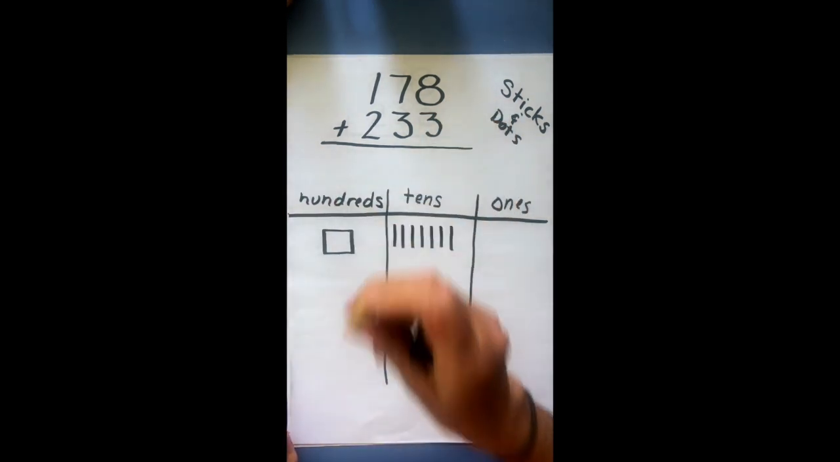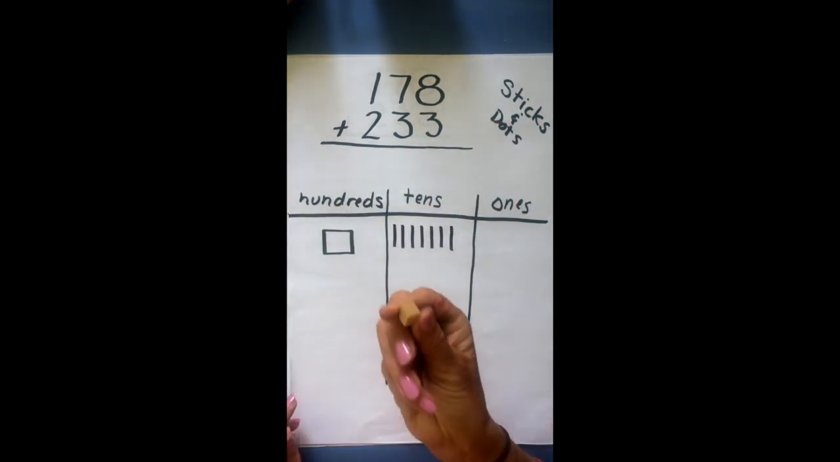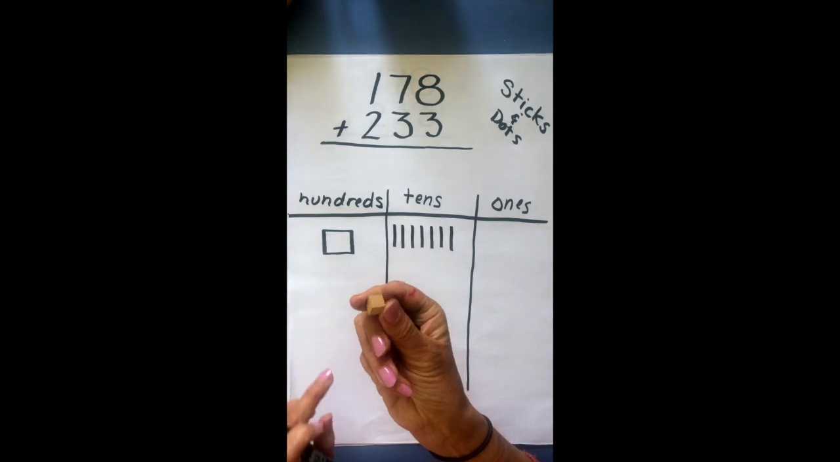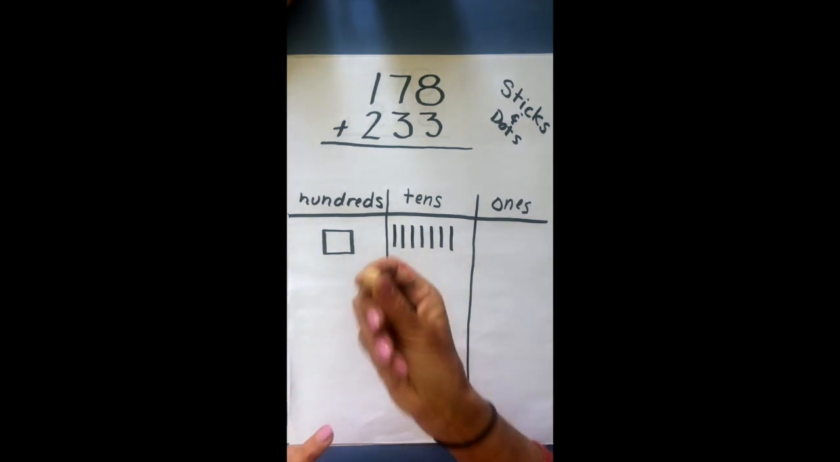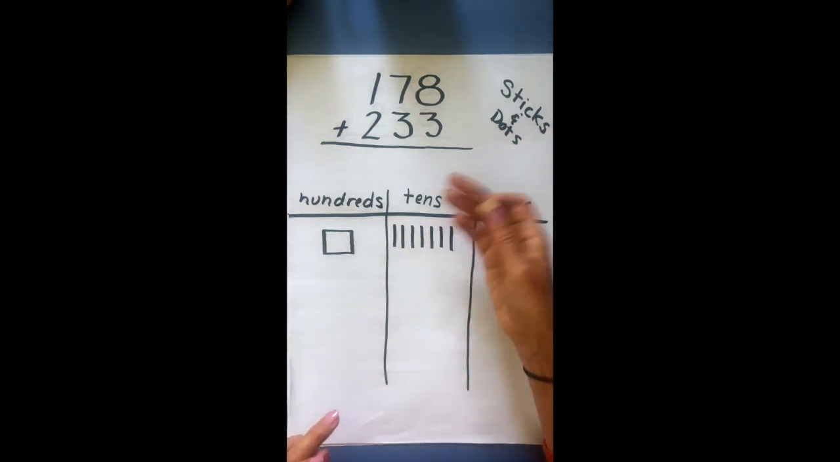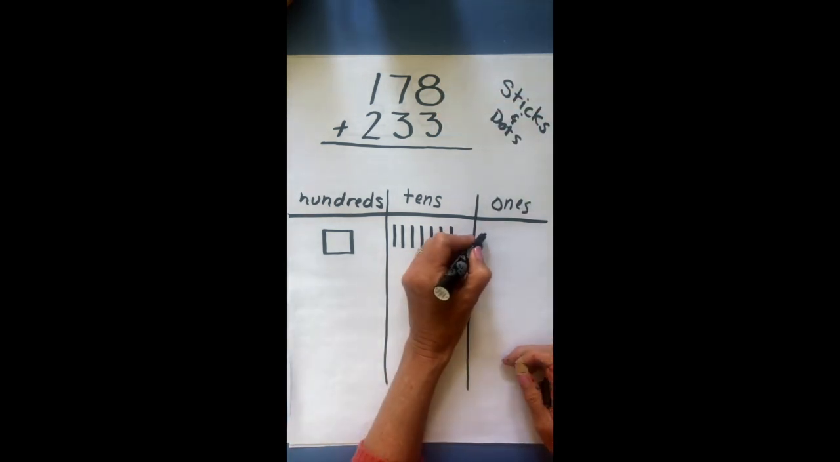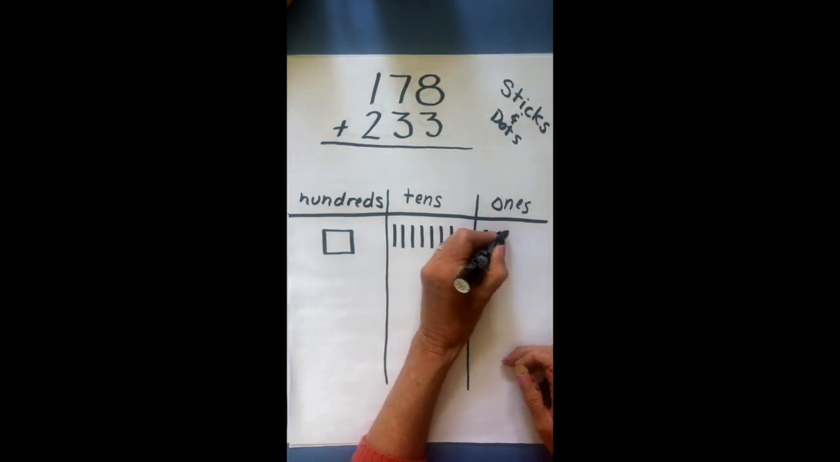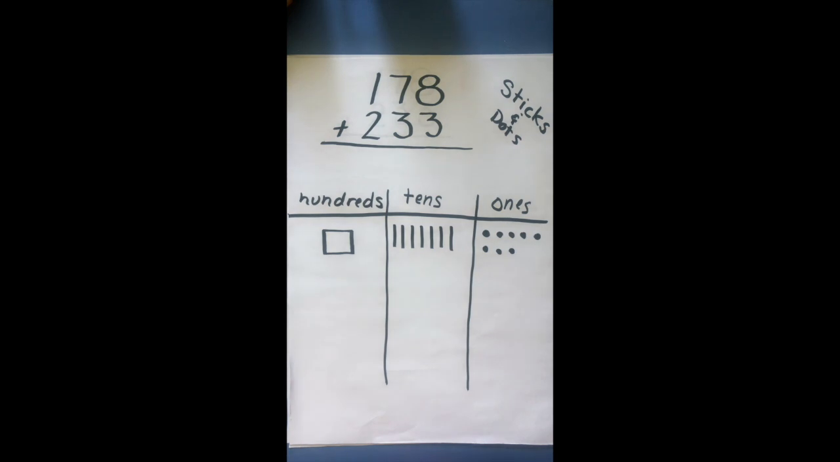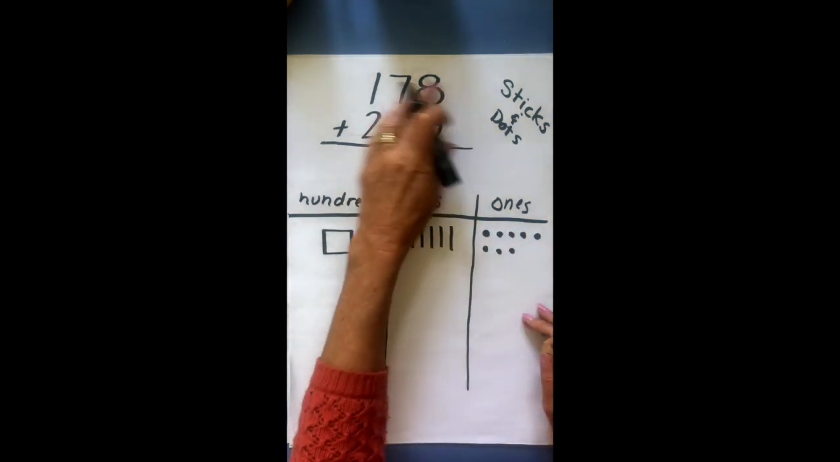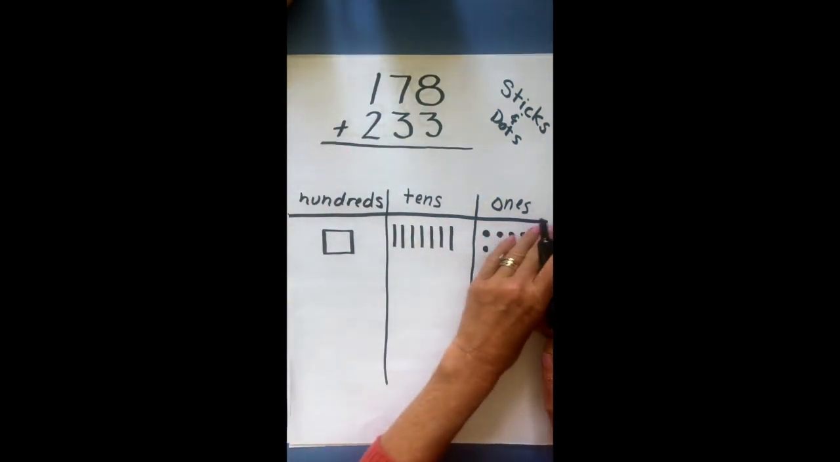And for the ones, now this right here, if I draw it, I don't want it to look like 100. I want it to look smaller. So I'm just going to use dots, say sticks and dots. That's why I call it this. So it says I have 8 of these. So I'm going to draw 8 dots. 1, 2, 3, 4, 5, 6, 7, 8. So I've got my first number here, 178 drawn.